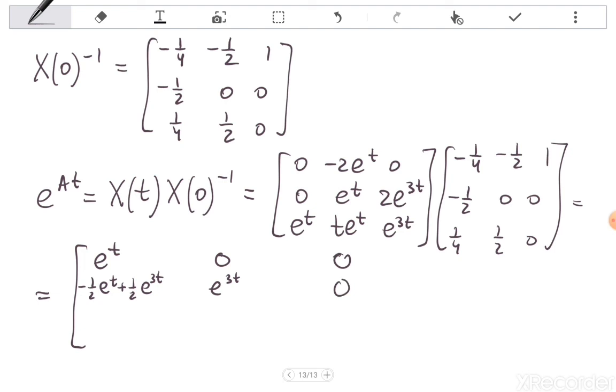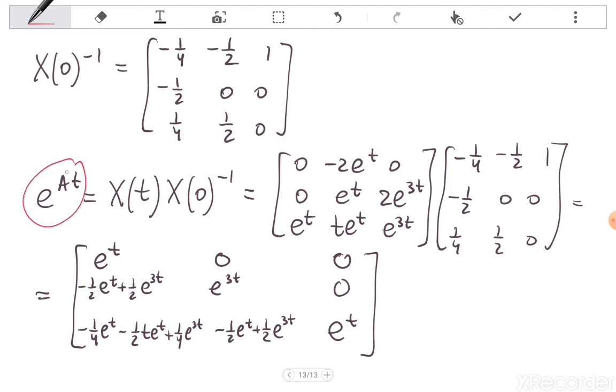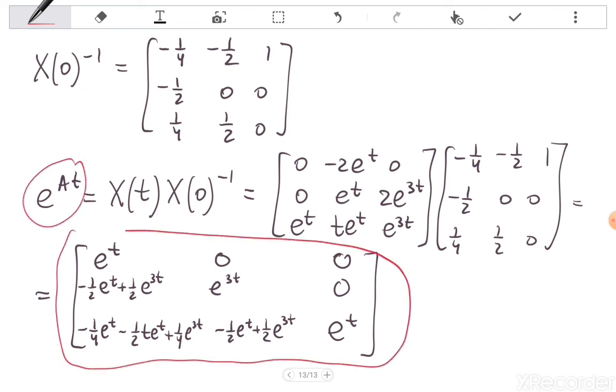And finally, for the last row, we have to multiply the last row here by the columns. So this will be minus 1/4 e to the t, minus 1/2 t e to the t, plus 1/4 e to the 3t. Multiply this by this, we get minus 1/2 e to the t plus 1/2 e to the 3t, and for the last term we have just e to the t here. So this is the answer for this particular problem. This is e to the At.